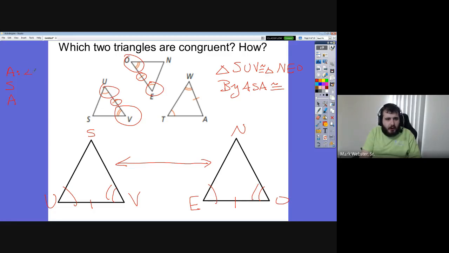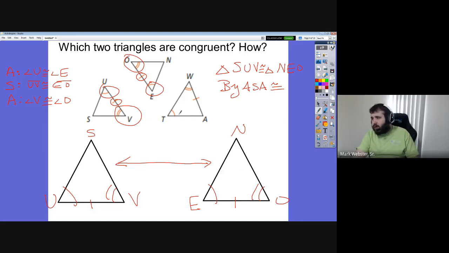Angle pair number 1, angle U is congruent to angle E. Side pair, UV is congruent to EO. Angle pair number 2, angle V is congruent to angle O. See? Angle, side, angle, angle, side, angle, angle, side, angle. So there's not as much, I'm putting all the work possible here, but if you're going through, you can push through this real quick if you put it together visually, right?